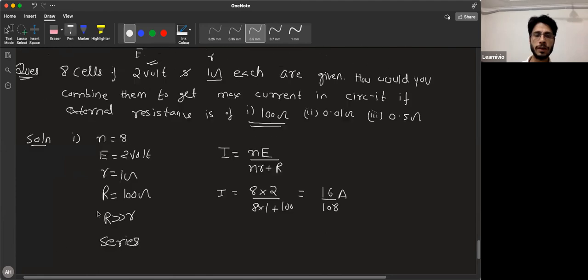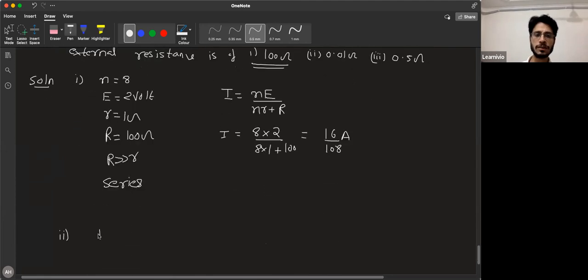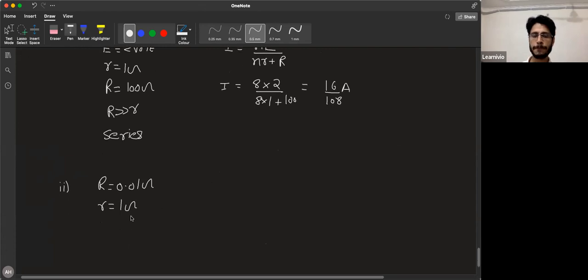Okay, so the next question is, your external resistance is 0.01 ohm. Your internal resistance is 1 ohm only. So which case is this? Internal is large, external is small. Which grouping is this? Parallel. Your internal is large, right? Internal resistance is very, very much greater than external resistance.